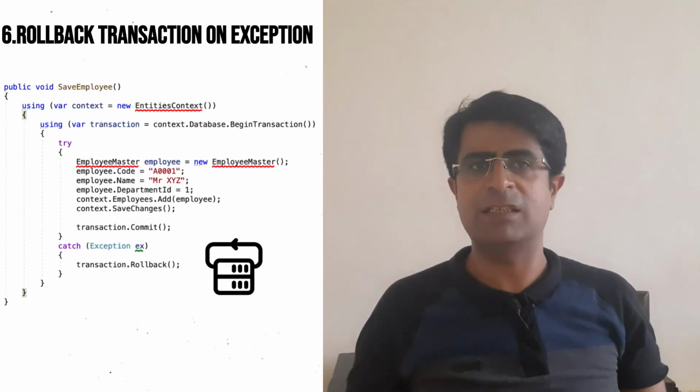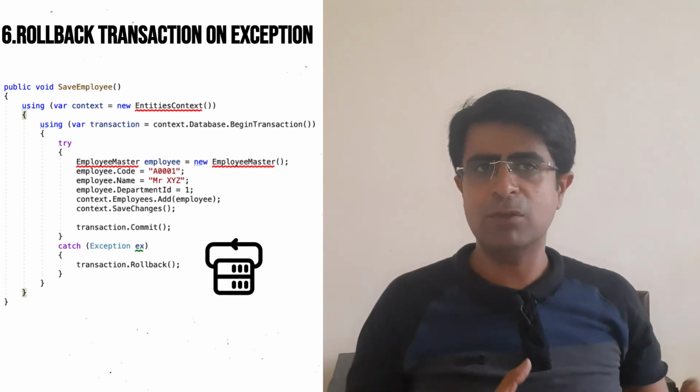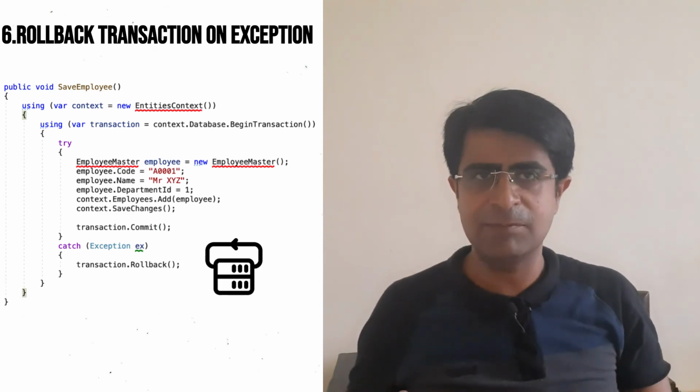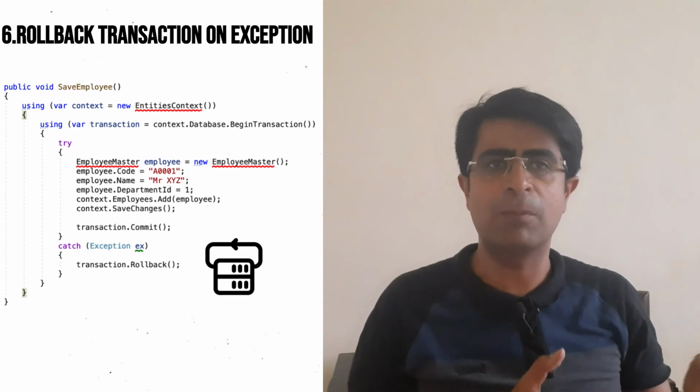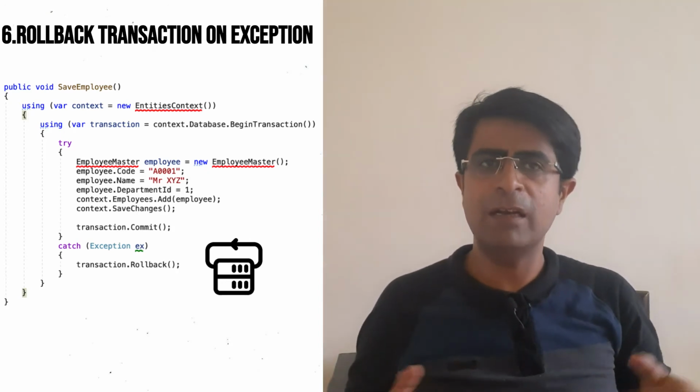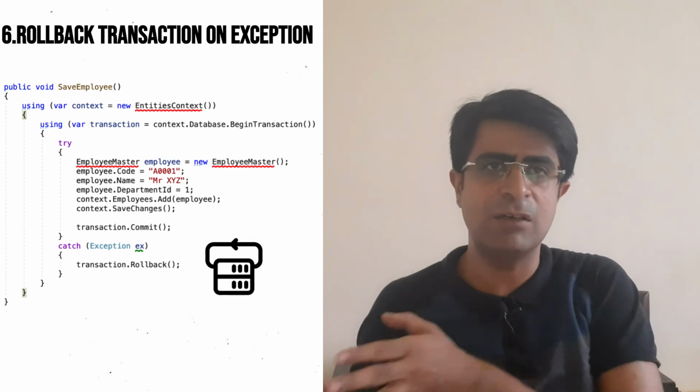Rollback transaction on exception. Write try-catch blocks in database operation functions along with handling the exception. Roll back the database transaction itself, that is create, update, and delete operations, in order to avoid any kind of data loss and inconsistency in the data itself.